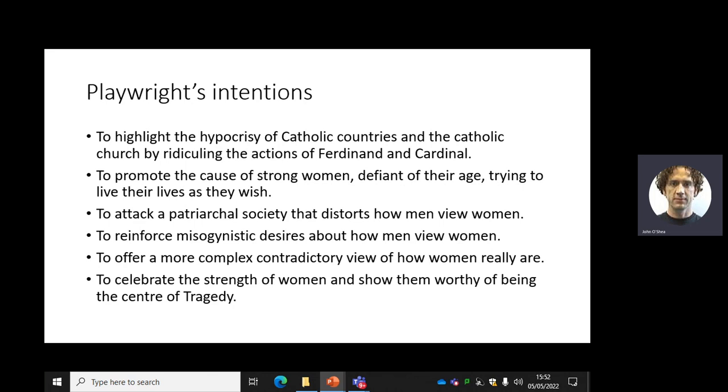Ferdinand is described as having a what and a what nature? Perverse and turbulent nature, thank you. Is his perverse nature a result of a distorted misogynistic society? Is Webster ahead of his time, criticizing his own age? You could see it that way. Or is Webster merely reinforcing the misogynistic views of men? One thing you could argue is that Webster is celebrating the strength of women because, unlike Shakespeare, he shows them as the central characters in his tragedies. Shakespeare doesn't.